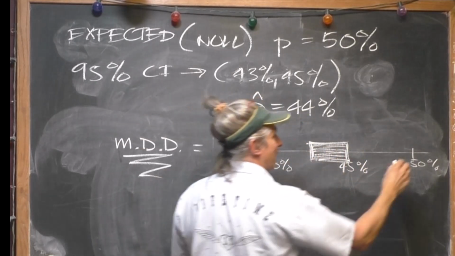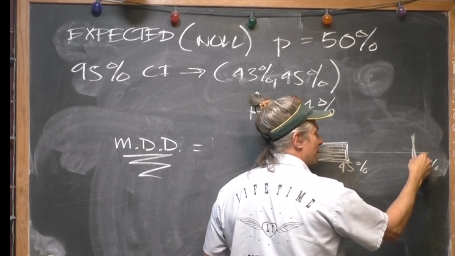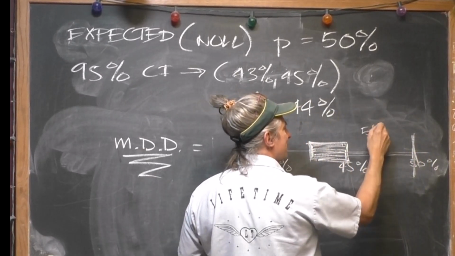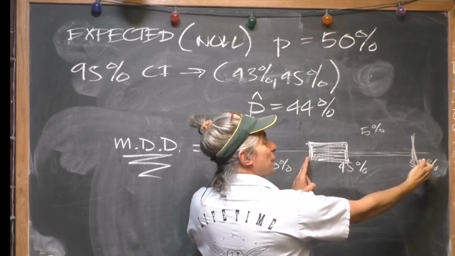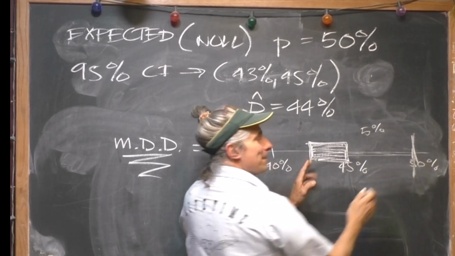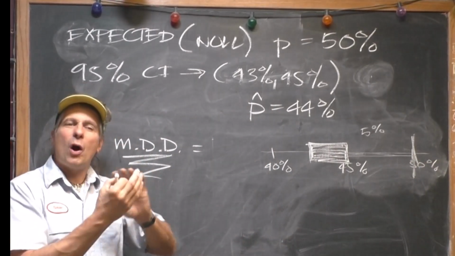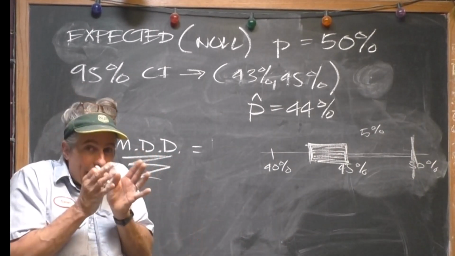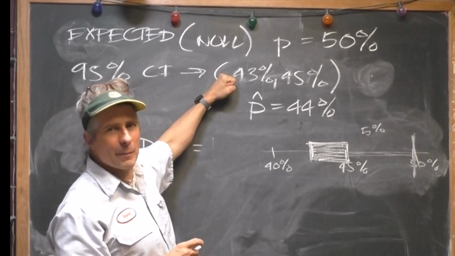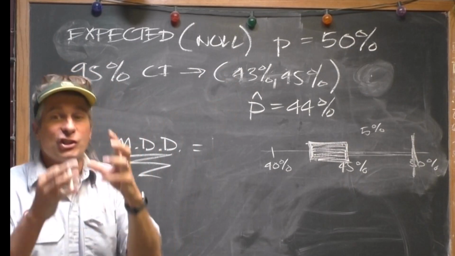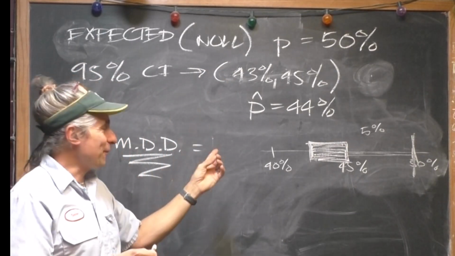Minimally, 50% is here. Minimally, there's a 5% difference. Maximally, there's a 7% difference. But maximal detectable difference isn't used. You want to go on the conservative side. You want to say, okay, I know I'm not 100% certain about this interval, but I'm confident that there's at least a difference of 5%.